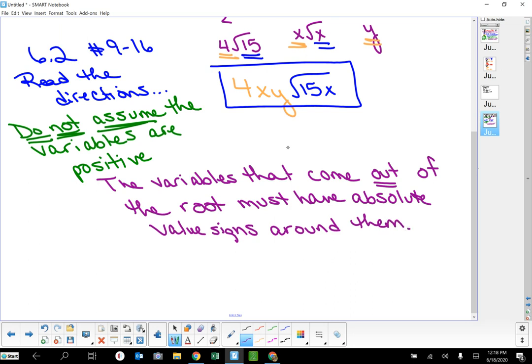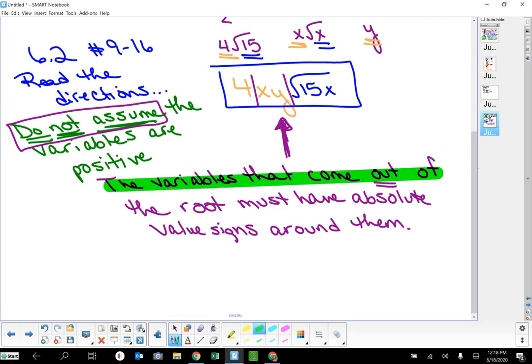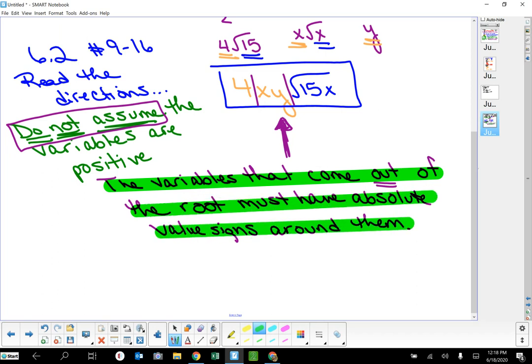So let's go back up to this answer right here. I've already done the work, and you're going to do the work just like we did. And if the directions say do not assume that the variables are positive, you're going to take and put absolute value signs around any variables that come out of the radical. Okay, they have to have absolute value signs around them.